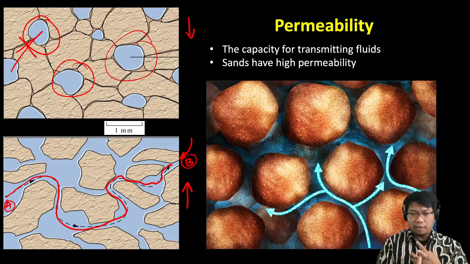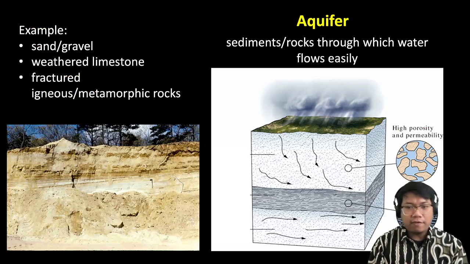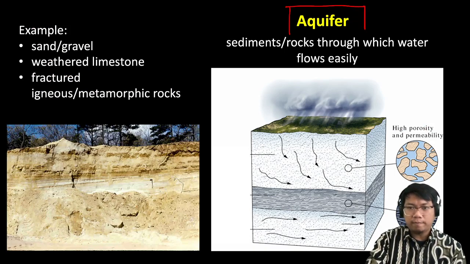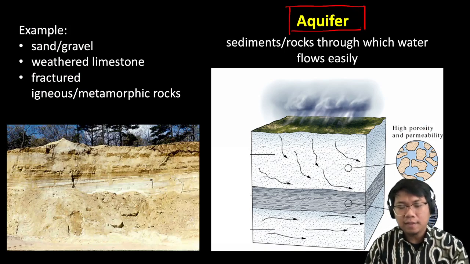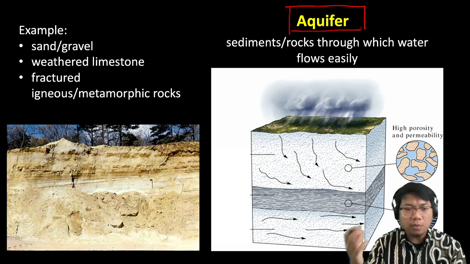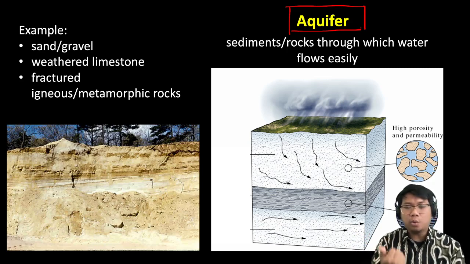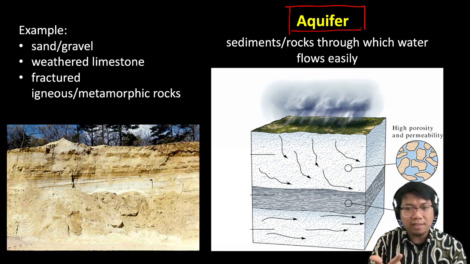Porosity and permeability. Okay. Now, what are the type of rocks that have relatively high porosity and high permeability? That rock is called aquifer. Okay, so aquifer is sedimentary rocks or rocks that water can flow easily. These rocks are typically known to be a very good rock that is able to hold lots of water as well as to allow the water to flow easily through it.